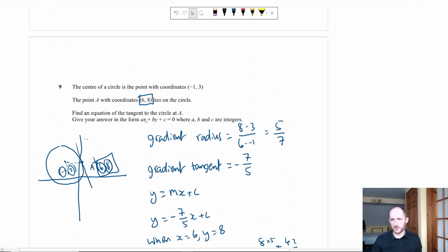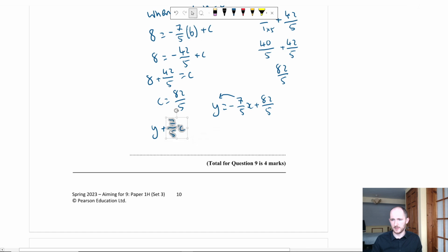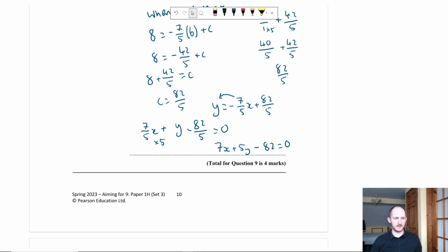Actually, should we write in the same order too? So x comes first. The actual order in which you write it doesn't matter except in the answer, but you don't have to do anything special to it, you can just literally write it backwards or whatever. And it says that every number should be an integer. So to do that, if I times these all by 5, can you see it would give me integer values? So if I times the whole equation by 5, I get 7x plus 5y minus 82 equals 0, which is the correct final answer.